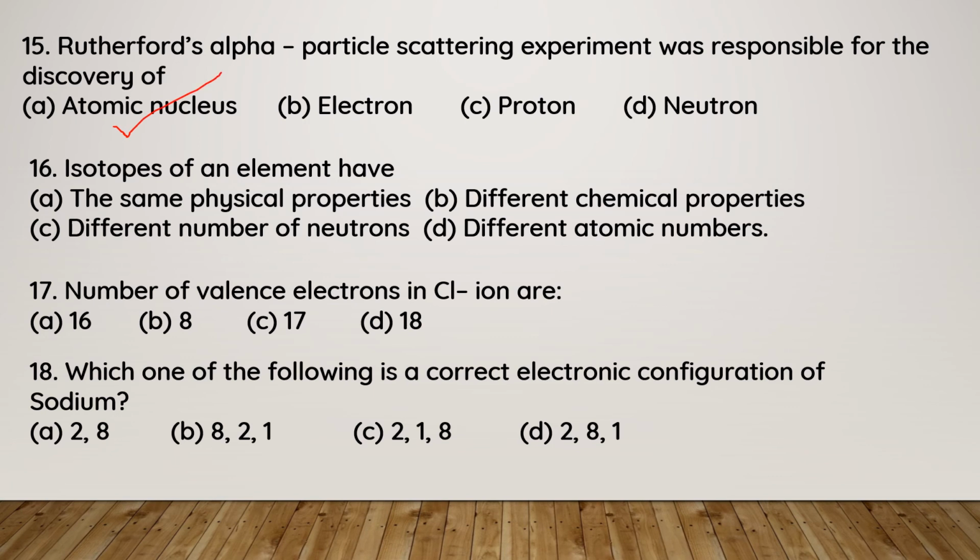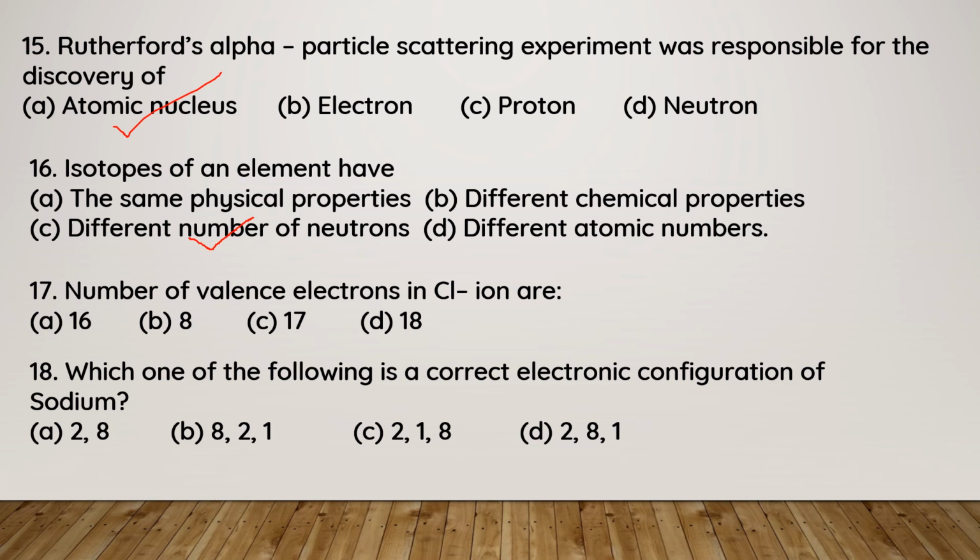16th one, isotopes of an element have. Isotope means same atomic number but different mass number. First option A, the same physical properties, that is wrong. Different chemical properties, that is also wrong. Different atomic numbers is wrong. Different number of neutrons, that is why it has different mass number. So different number of neutrons is the correct one.